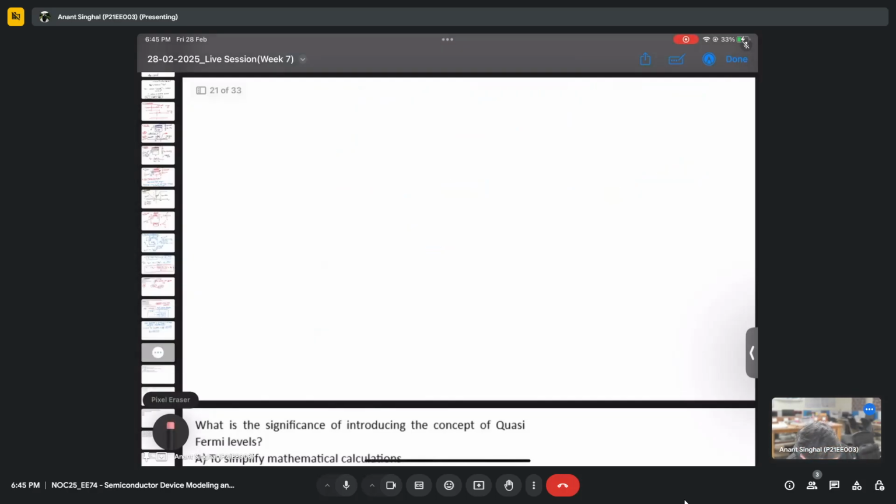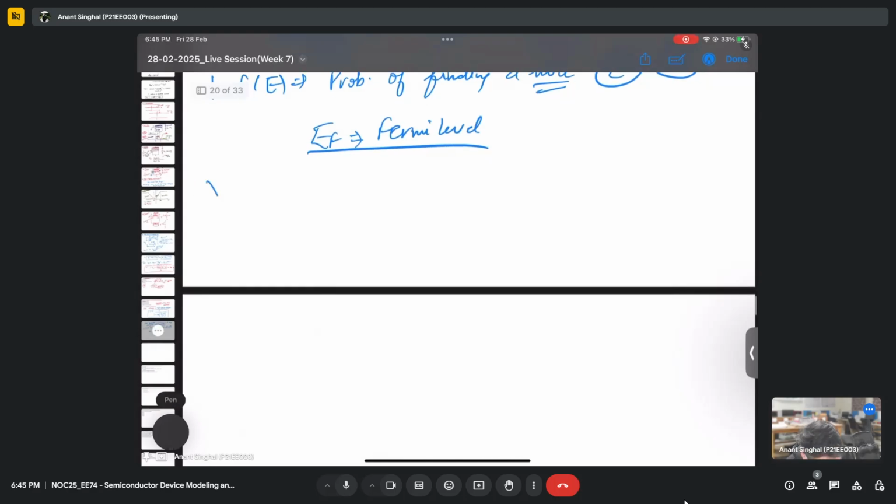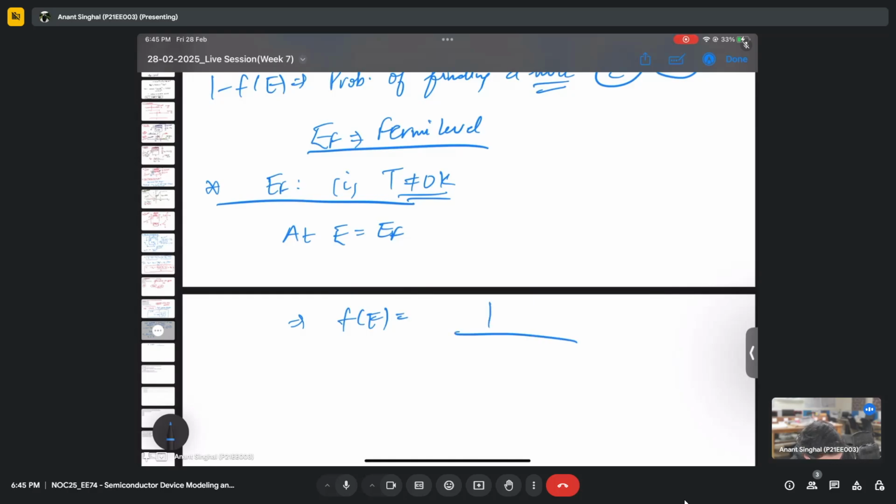So first of all, let's discuss this Fermi energy level EF. The first case, let's say T is not equal to 0, since that is the question asked, at E equal to EF. What do you think Fe will be? It will be 1 upon 1 plus exponential of EF minus EF over kT. So what will this be after solving?